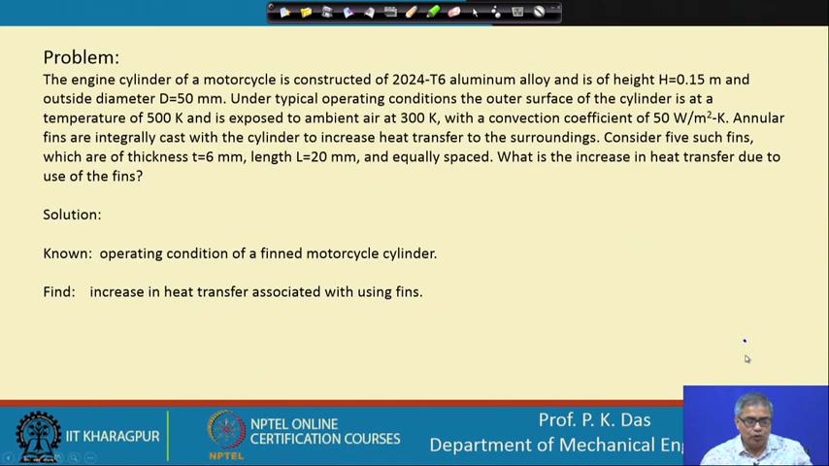Now, we go to one problem where, so far, we have dealt with a single fin. Now we would like to deal with a surface with multiple fins. This problem is taken from the book of Davis and Incropera, and it reads: the engine cylinder of a motorcycle is constructed of thin aluminum alloy and is of height 0.15 meter and outside diameter 50 millimeter.